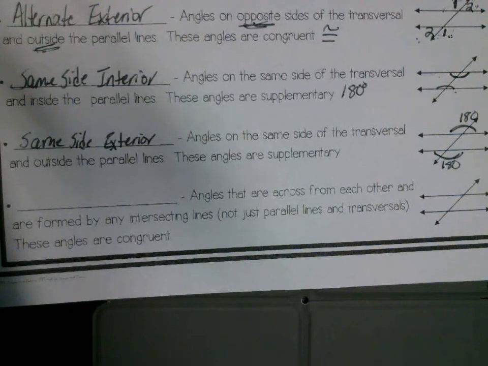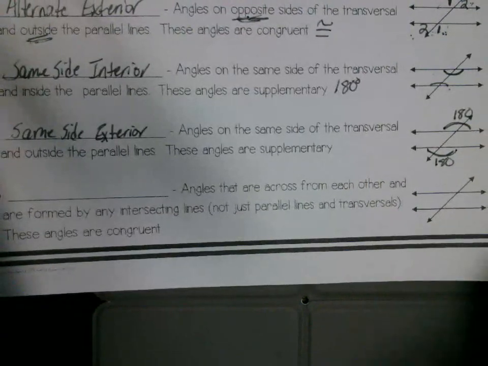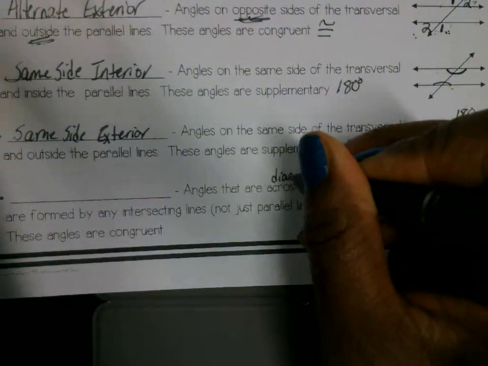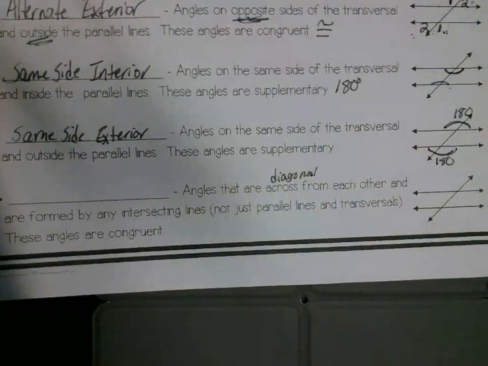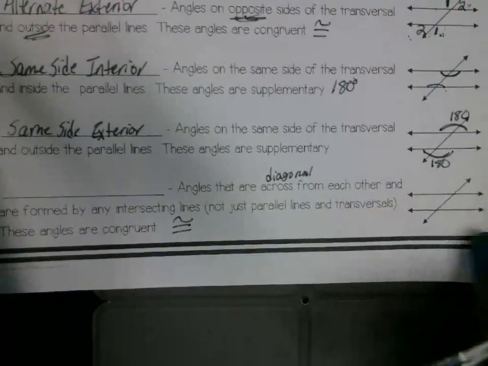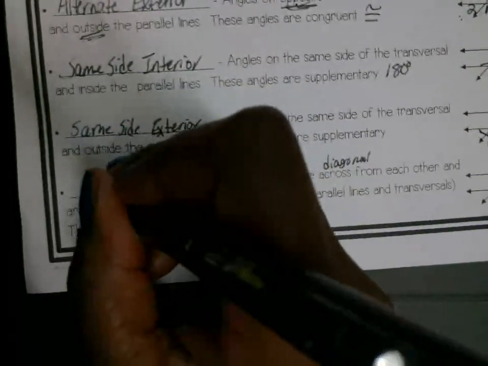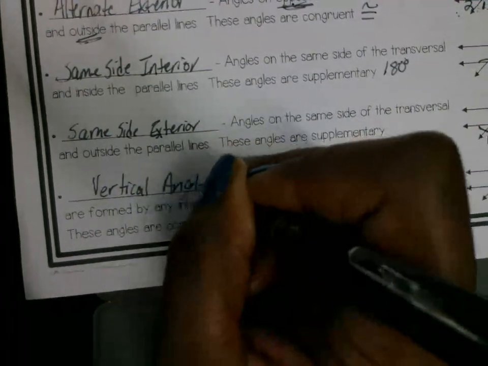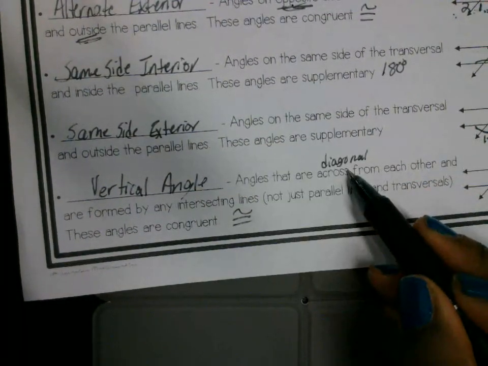Yeah, that's it. Yeah, the main one. This is probably one of the most important ones. The angles that are diagonal or across from each other, we already learned that vocabulary word. What are angles that are diagonal from each other and are congruent? What are they called? Starts with a V. Vertical. Vertical angles. Vertical angles are diagonal from each other.